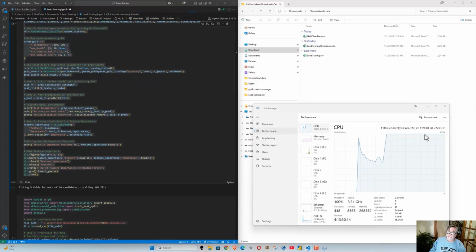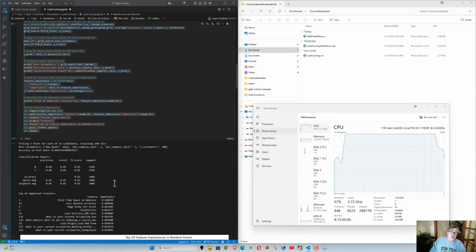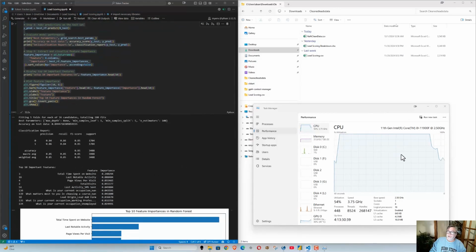Got the CPU maxed out at 100%. And this is a later model chip, an i9. This is a pretty powerful chip. So even at that, it's got a lot of data to process. Okay, there we go. Finally done. Thank goodness. And now you can see the CPU usage falling back off.